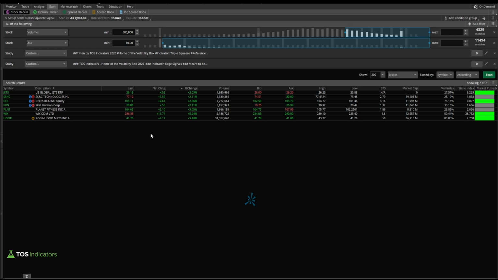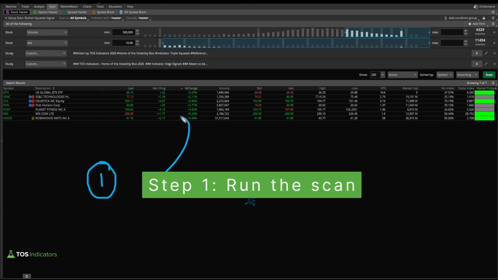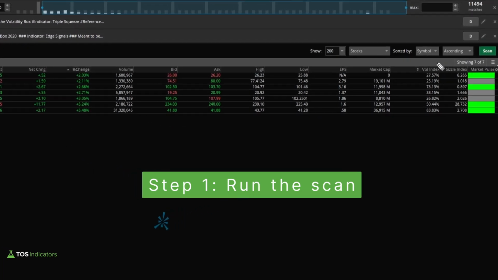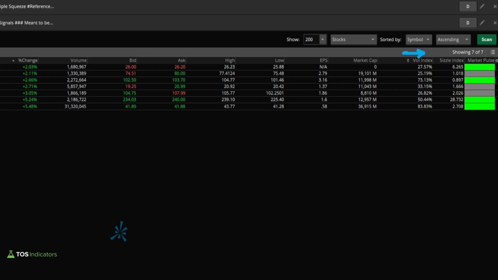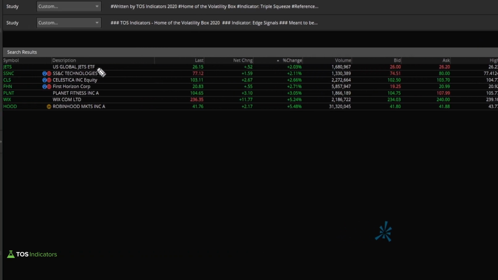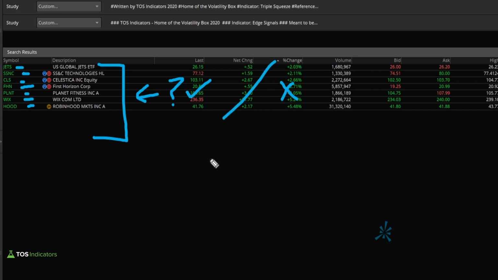Now, a lot of that was complicated, so let me take you through the process so you can actually see it. I've started with step 1, which is to run our squeeze signal scan. Now that gives us 7 stocks that we can use to focus on, or 7 stocks and ETFs, I should say. First off, we have Jets, then we have SSNC, then we have CLS, then we have First Horizon, Planet Fitness, Wix, and Robinhood. Now from these 7 stocks, we need to go through and figure out which are the ones we want to add to our watch list and which are the stocks that we want to eliminate.